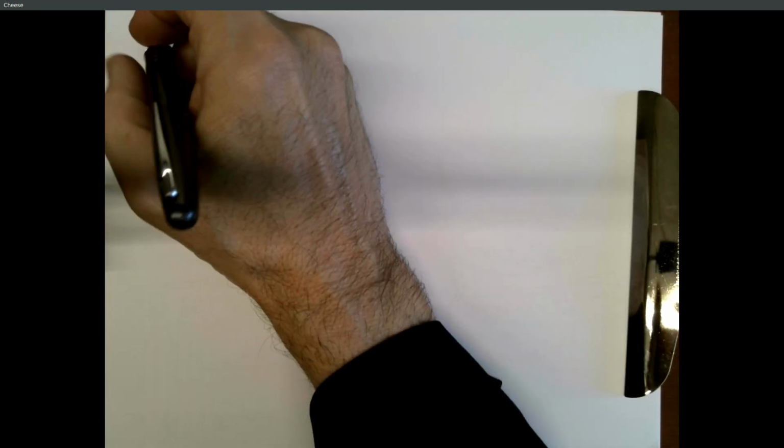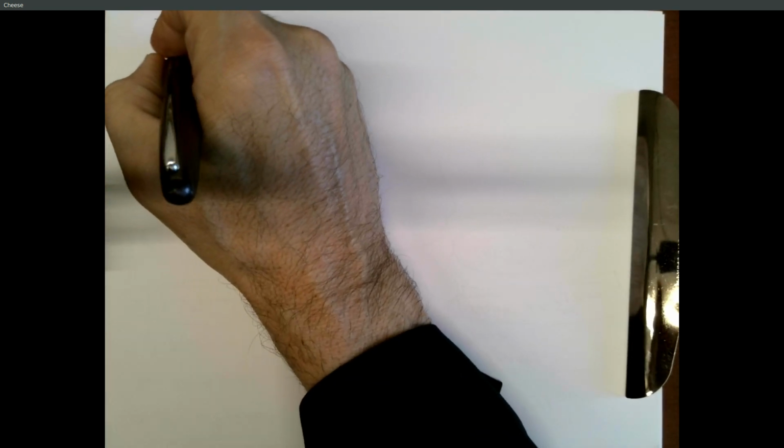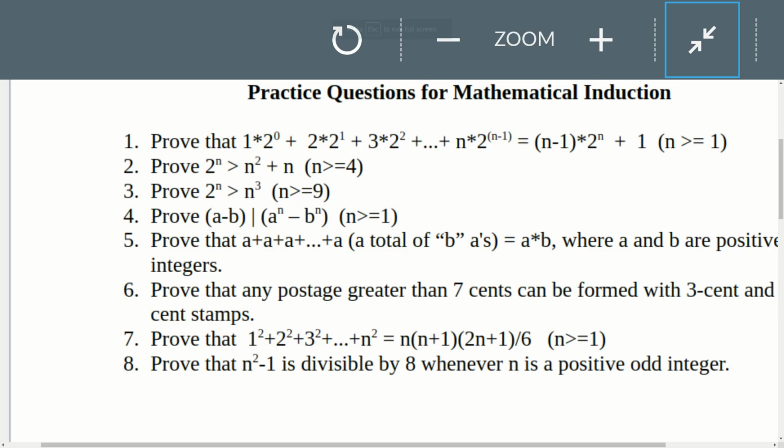So let's try an inequality. No, I don't want to do an inequality. Let's try one like what you just did. Let's do number 7.